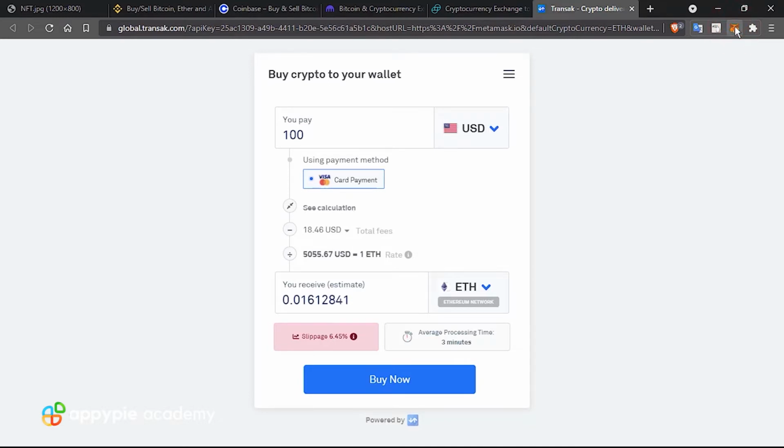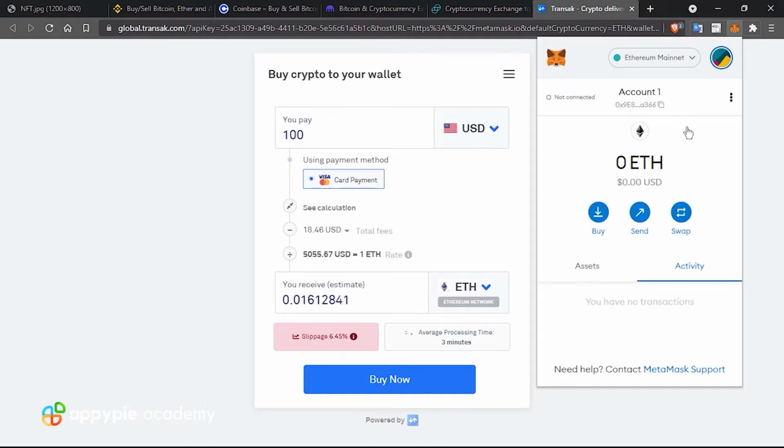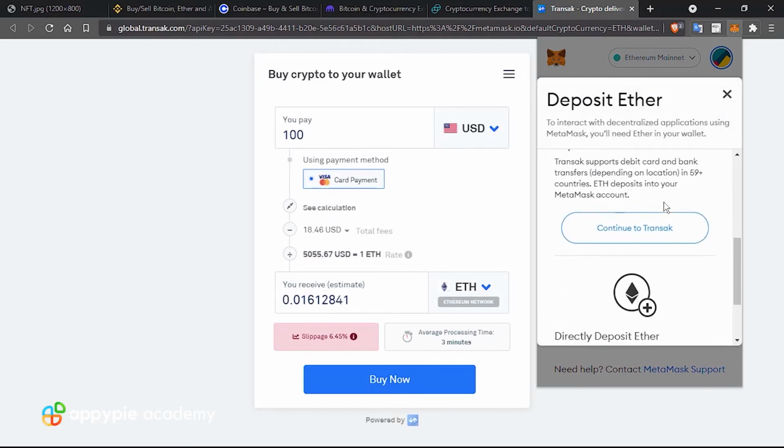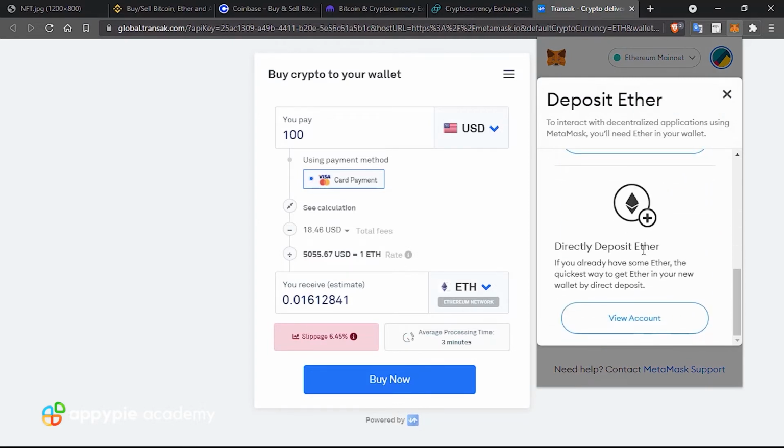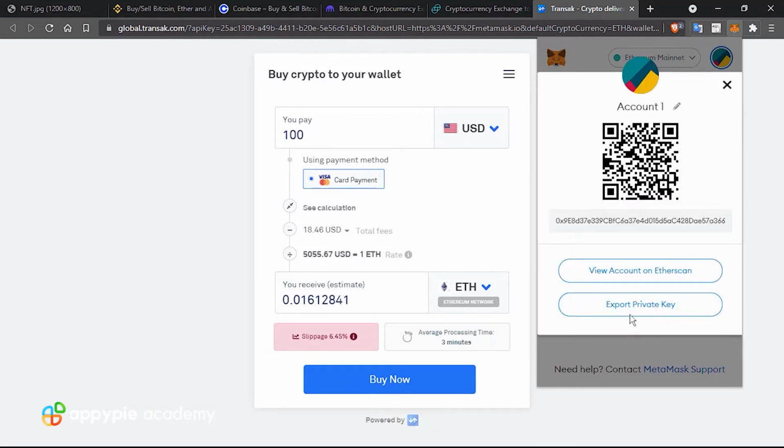And now next what we can see is, let's see about the QR code that I mentioned earlier. So when you try to buy, let's see on the buy, and you see this third option, which is the direct deposition of Ether. So remember, this is just for Ether. So if you already have some Ether, the quickest way to get Ether in your new wallet is by direct deposit. So you can go to your view account and this will show you a QR code.